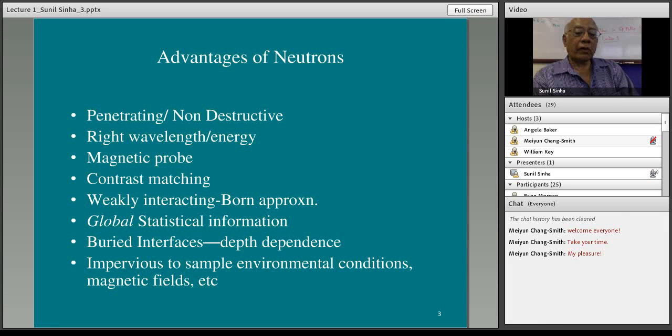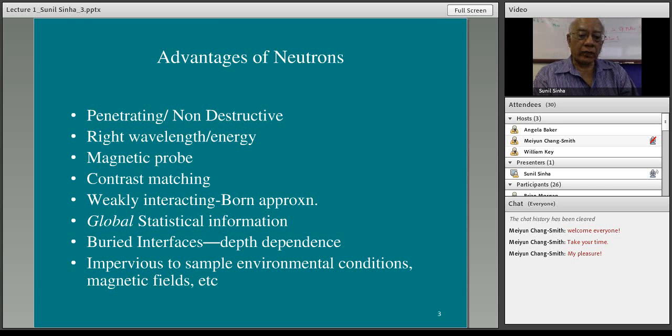They have the correct wavelength and the energy to study structure and excitations in condensed matter, because as you will see, the wavelength is of the order of a nanometer or less, and the energy is of the order of a few millielectron volts, and that's very well matched to the length scales and energy scales of most condensed matter excitations. Because a neutron has a tiny magnetic dipole moment because of its spin, it can also be used as a magnetic probe, but we will not discuss that in this course because I'm primarily concerned with soft matter, so we will not discuss magnetic scattering.